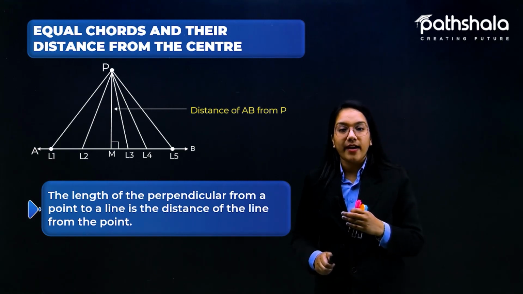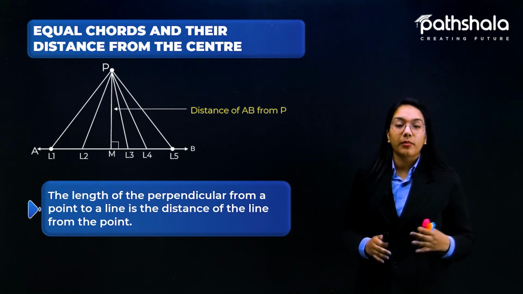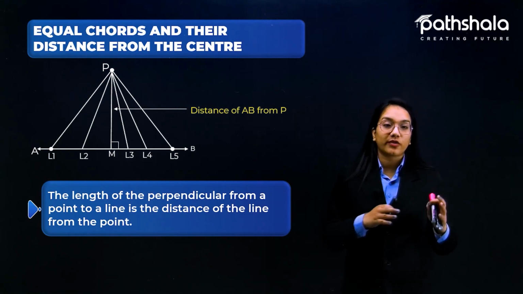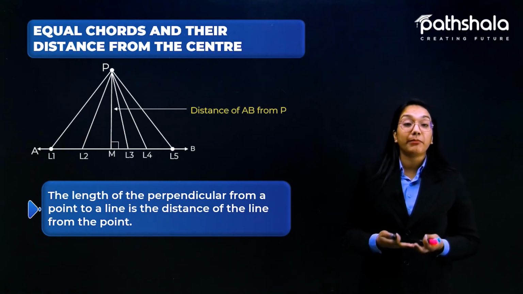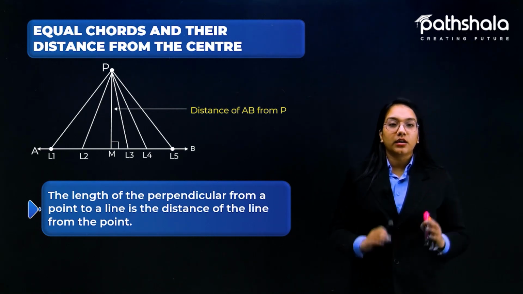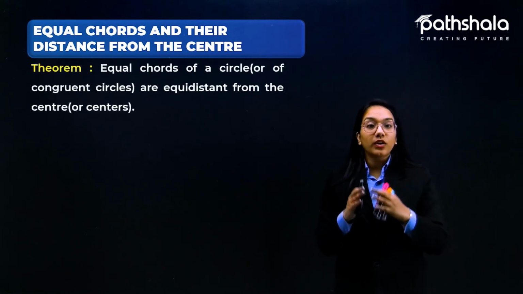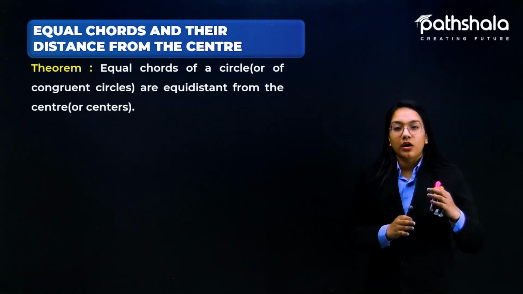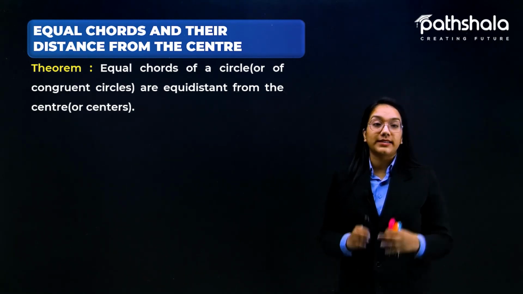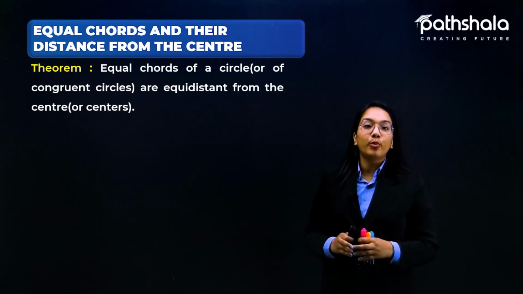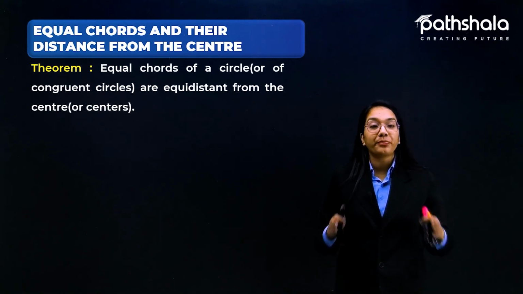Now similarly, moving further towards equal chords, the chords of a circle. First of all, we know that in a circle we can draw infinitely many chords. This leads us to a theorem which says that equal chords of a circle, or of congruent circles, are equidistant from the center or the centers. So we just need to prove that the equal chords of the circle are equidistant from the center.